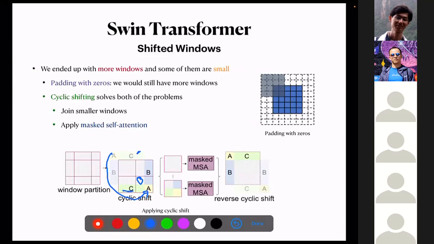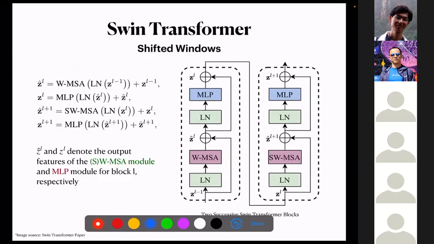Then we should be careful. We don't want unrelated patches to attend to each other, and therefore we do masked multi-head self-attention, or masked self-attention. We effectively make some of the weights zero, so that different parts do not attend to each other. And at the end, they do reverse cyclic shift. And this is how two consecutive transformer blocks look like. So they do apply window self-attention, local self-attention, and they do apply shifted window self-attention.